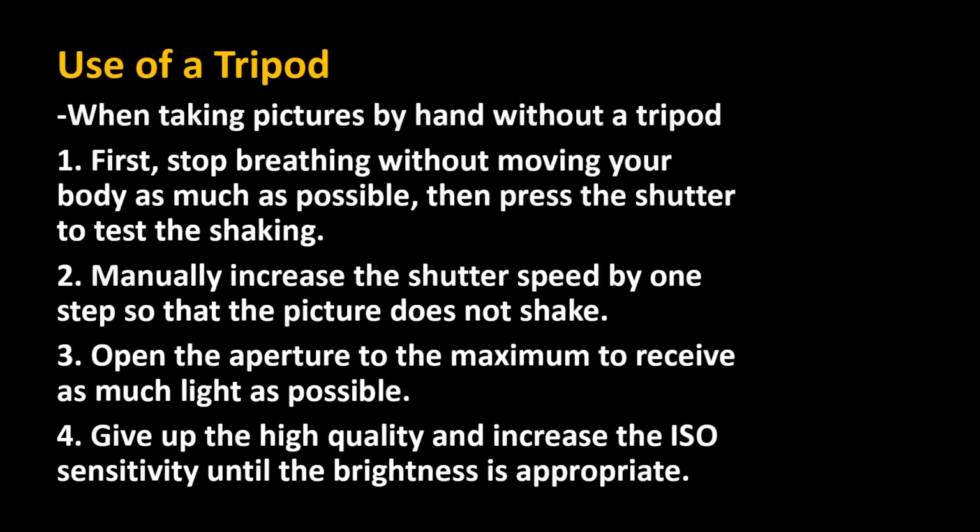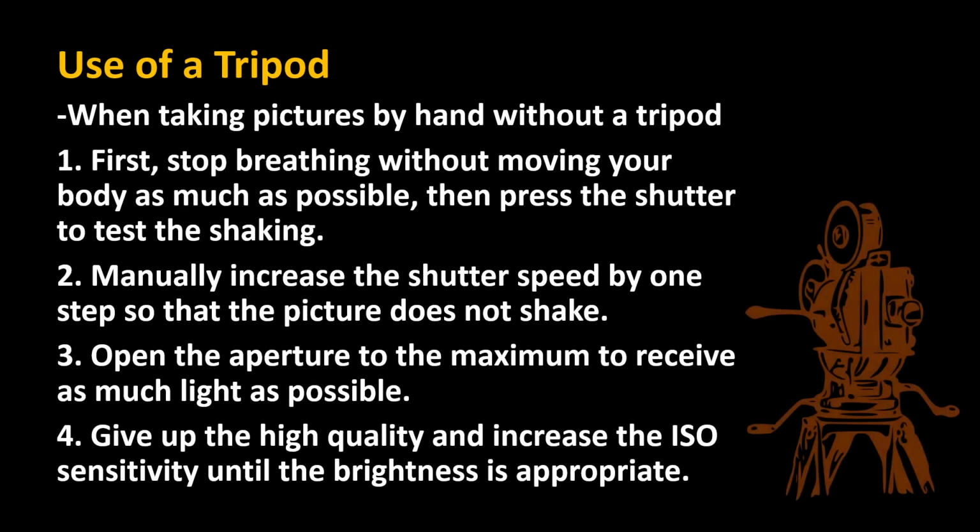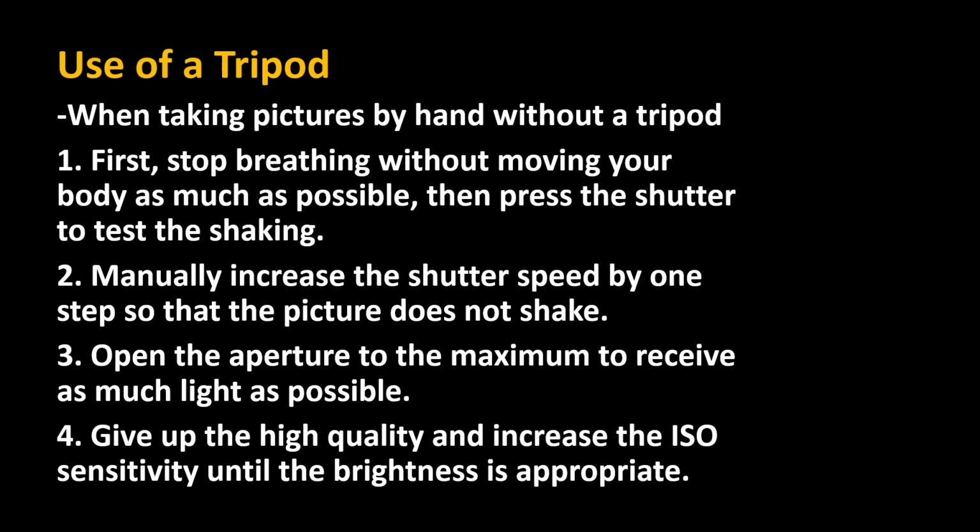When taking pictures by hand without a tripod: 1. First, stop breathing without moving your body as much as possible, then press the shutter to test the shaking. 2. Manually increase the shutter speed by 1 step so that the picture does not shake. 3. Open the aperture to the maximum to receive as much light as possible. 4. Give up the high quality and increase the ISO sensitivity until the brightness is appropriate.